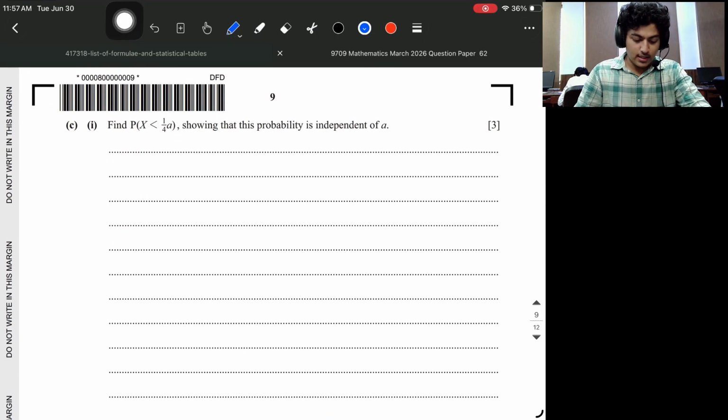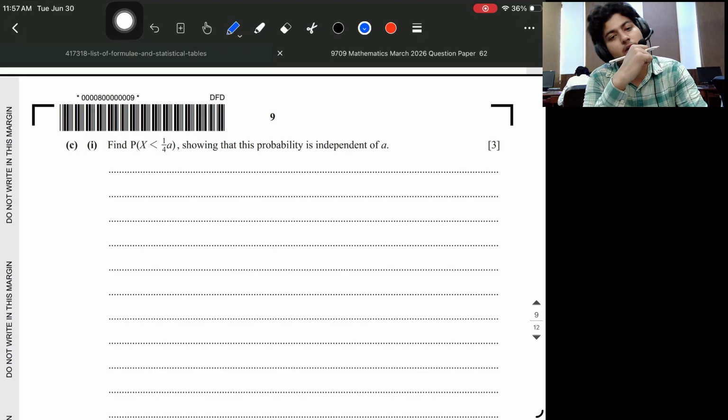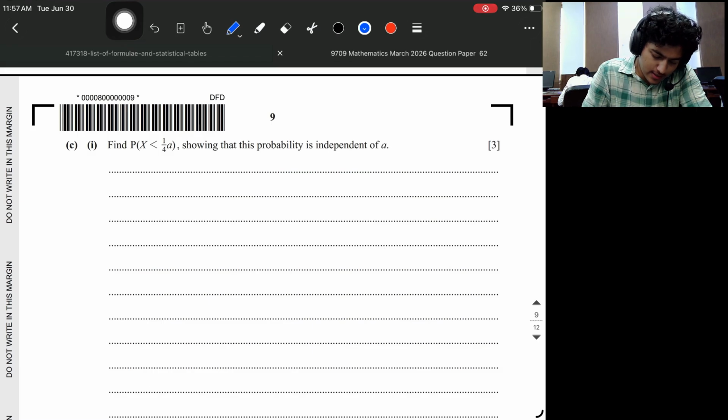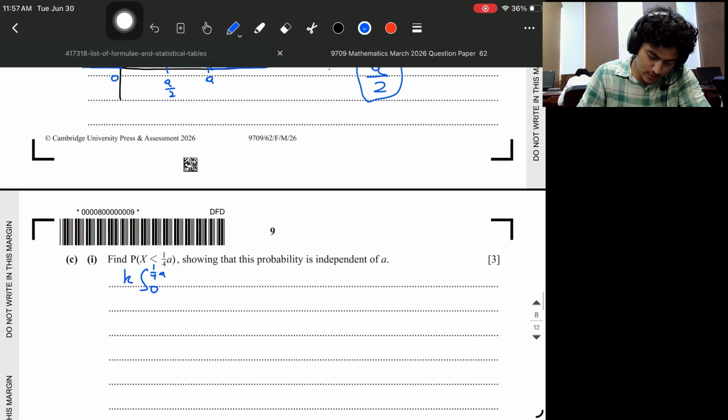Moving further, we have: find the probability that x is less than 1.4a, showing that this probability is independent of a. All right, so what is the way that we can show this? They've given us the lower limit of 0, and they've also told us a upon 4. So let's see this independence of a by integrating this entirely, right? That would be k, from 0 to 1 upon 4a. What was the equation? The equation was ax minus x square.